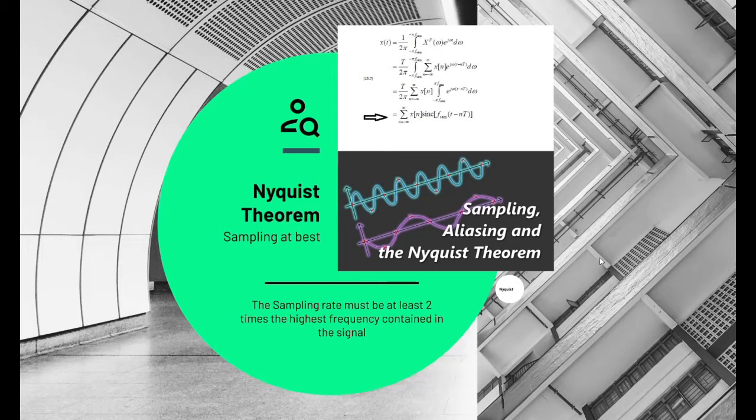There's a Nyquist Theorem, which basically says that whatever signal you want to sample, make sure that your sampling frequency is at least twice higher than your highest frequency in your signal. So if I want to sample a 10 kilohertz signal, I should have a sample frequency of at least 20 kilohertz.